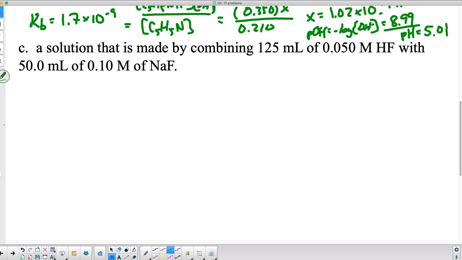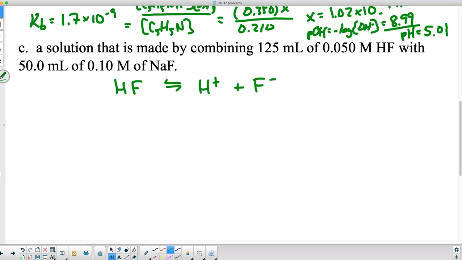Okay, class. I decided to go with this one on the screencast because letter C has a little bit different of a setup, and I don't want to frustrate you by having you not figure out what's going on. The problem is this: we start off with HF on one side, and it's going to do exactly what we've seen before, where we get H plus and F minus like this.